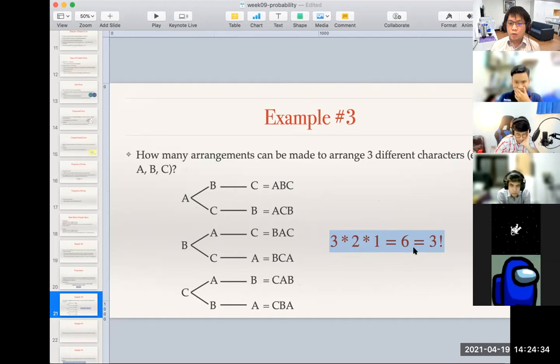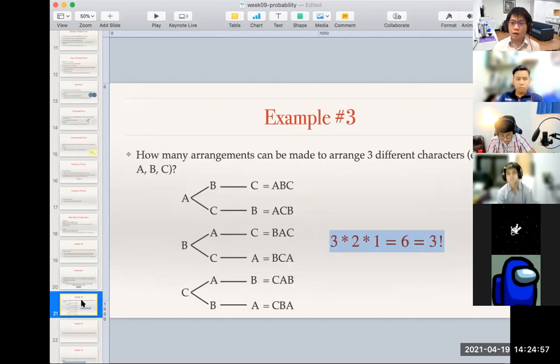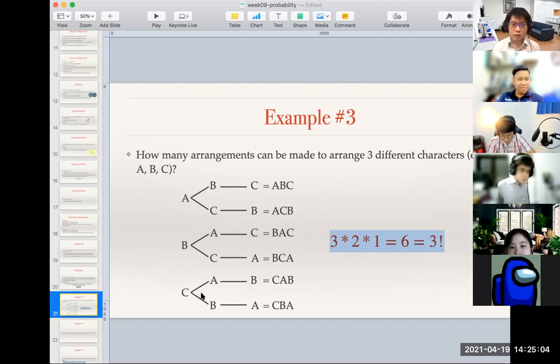Coincidentally, 6 is equal to the factorial of 3. 3 factorial is 6. So if you are a bit lazy to list out one by one, you can directly use the previous formula to come up with how many possible arrangements can result from these combinations.